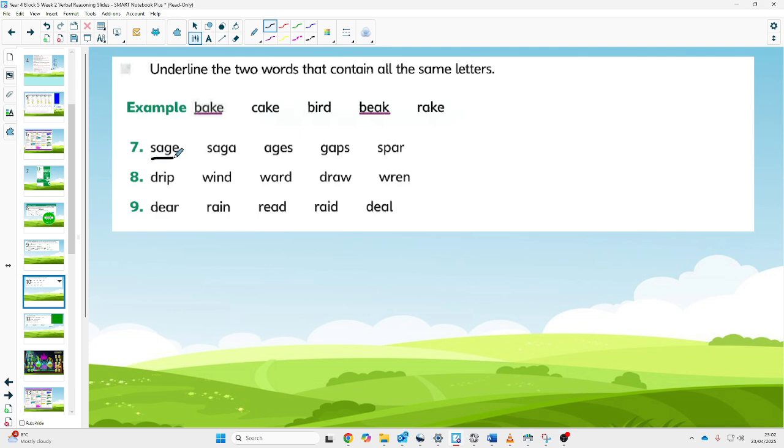So number 7, we've got sage here and ages. Those are the 2 words that use the same letters. If we look at question 8, I need to work this one out myself as well. And we can see that if you take these 2 words here, ward and draw, they use the same letters. And number 9, we've got deer and red. Or read. So well done if you managed to get those.